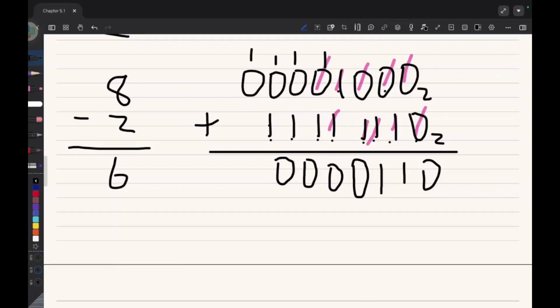Because it's 2's complement, we just let that 1 disappear. In binary representation, this is our 6. When we have a carry in 2's complement, we just let it go. We don't care what happens after the carry. Let's see, it's going to be a 0, I forgot. And this is pretty much it.